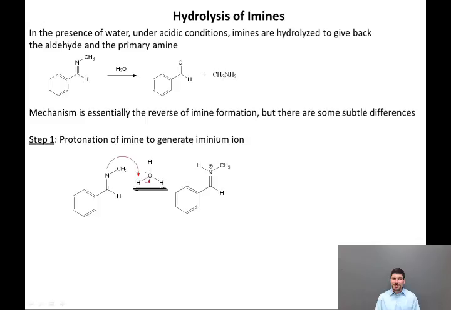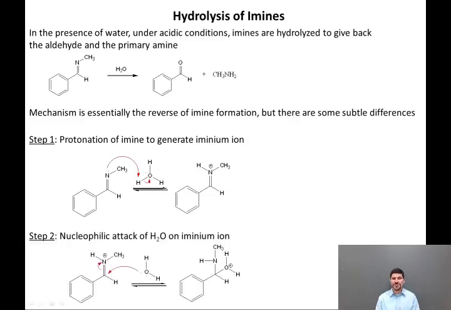Okay, so step one is the exact reverse of the final step of imine formation. It is the protonation of the imine to generate the iminium ion. The only thing I want to say about this step is we are now going to use H3O+ as our acid. Because remember, we're in the presence of water under acidic conditions. We've got aqueous acid, and aqueous acid is also known as H3O+. The nitrogen has a lone pair on it. It picks up a hydrogen from the H3O+. You break the oxygen-hydrogen bond, putting the electrons onto the oxygen.